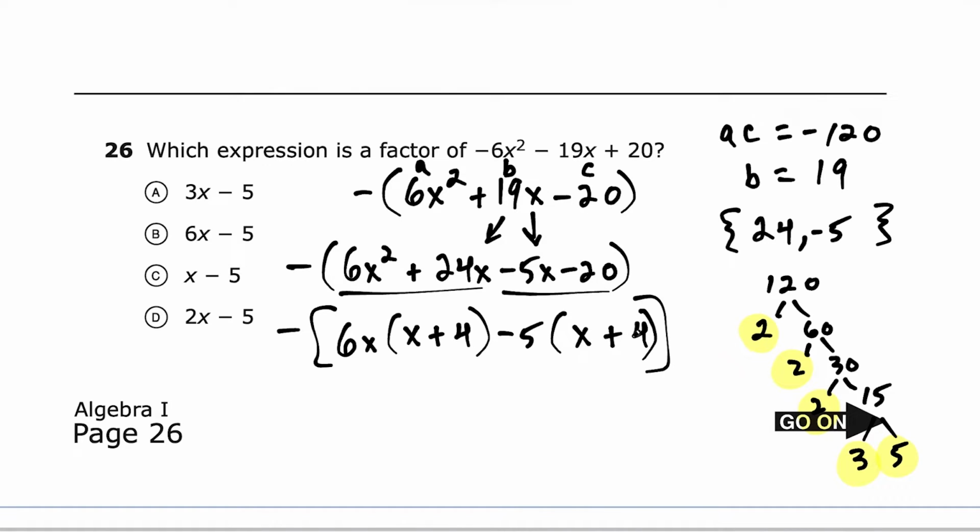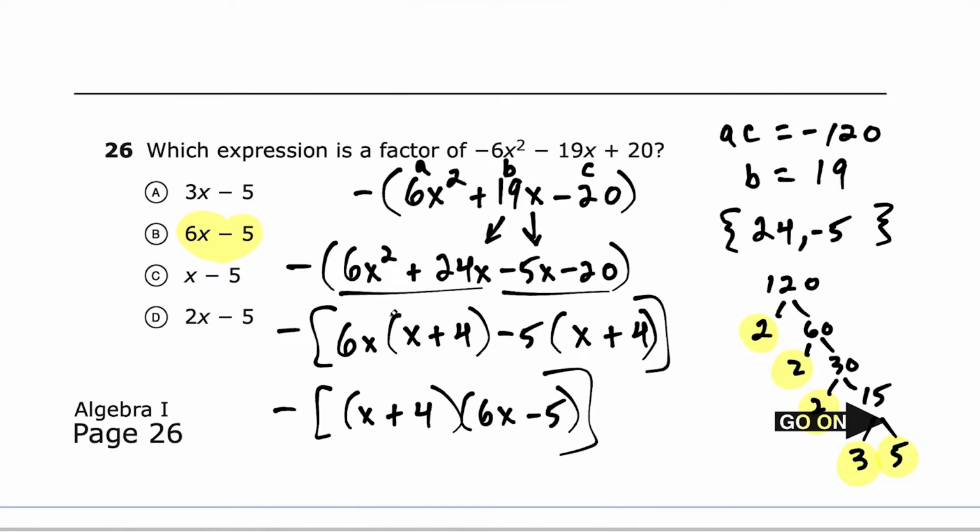And notice now I have a matching factor on both of these. So now I could take x plus 4, and I'm going to have 6x minus 5. These are the leftovers here. So I'm looking for which expression is a factor of this. And just scanning through the answer choices here, I could see 6x minus 5 is one of the factors that matches what we have. We don't have a matching factor for x plus 4, so choice B would be our answer.